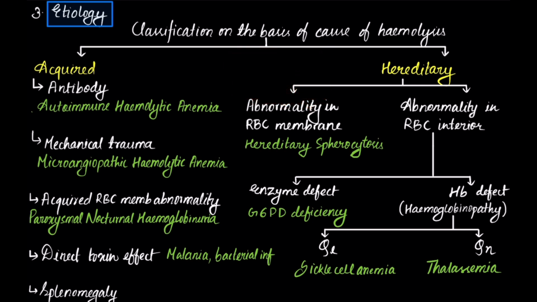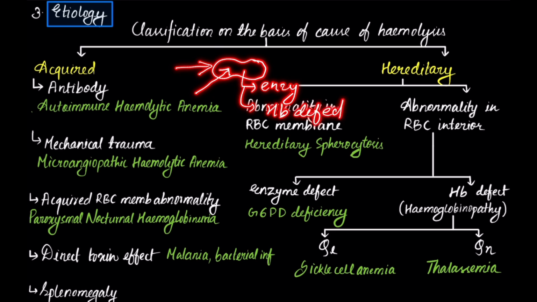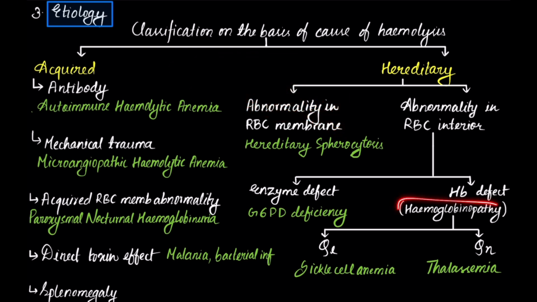If defect occurs to hemoglobin, that is what we call hemoglobinopathy. So what is hemoglobinopathy? Hemoglobinopathy is a pathological condition which leads to hemolytic anemia due to defect in the hemoglobin of the RBC. Again, there is your red blood cell. The defect can be seen either to the membrane of the red blood cell or to the internal content of the red blood cell. The internal content includes enzymes and hemoglobin. The defect can be seen in hemoglobin. If the defect is seen in hemoglobin leading to hemolytic anemia, then that is called hemoglobinopathy.